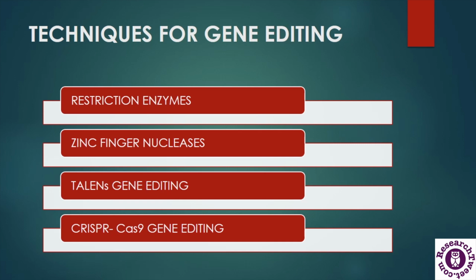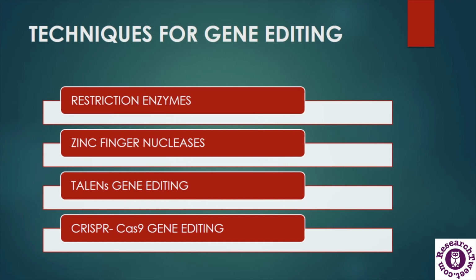So basically the first technique is the use of restriction enzymes. Restriction enzymes are a class of enzymes which are also known as restriction endonucleases and molecular scissors. As their name indicates, they have the ability to cut the nucleotide sequences of a DNA molecule, and they are very specific. That's why they are called restriction enzymes.